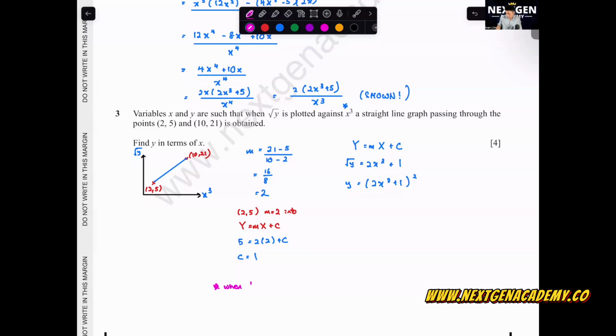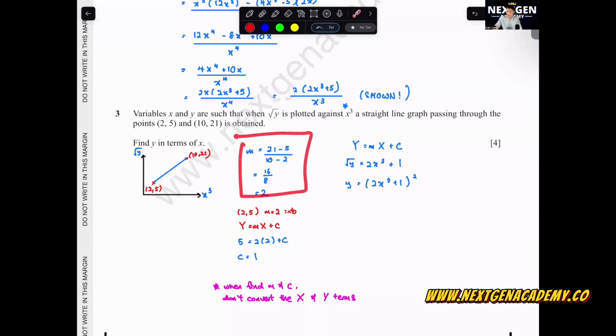When you find m and c, don't convert the big X and big Y terms. Meaning, don't go and convert to square root y and x cubed. Only convert when you write down the final equation. A lot of students do the earlier part correctly, but this part they do wrong. I see way too many common mistakes like this. Just remember step 1, step 2, step 3. Step 1 and step 2, remain it. Step 3, only then you convert it.